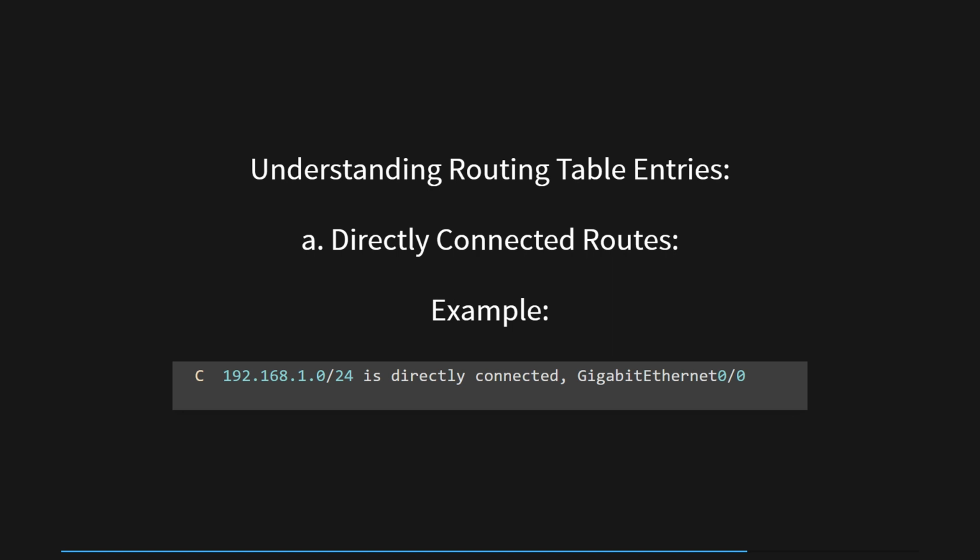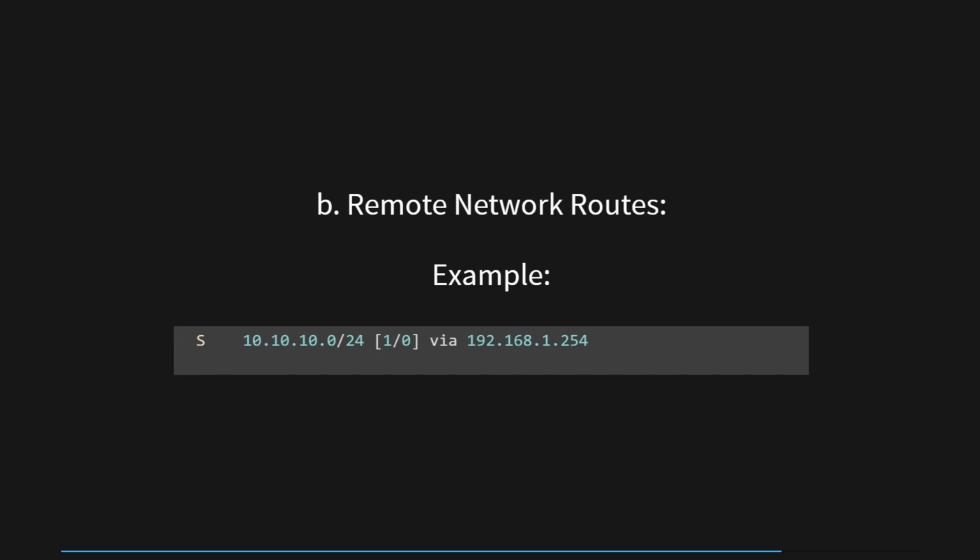These entries are considered more specific and take precedence over other types of routes when forwarding packets to local networks. The second type of entry in a routing table is for networks that are not directly connected but are reachable through other routers, known as next hops. These entries provide information on how to reach networks beyond the local network.